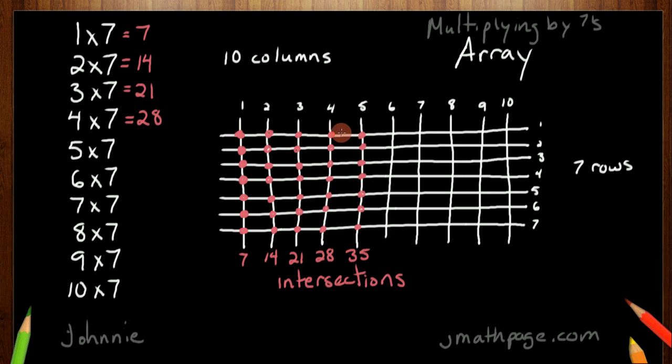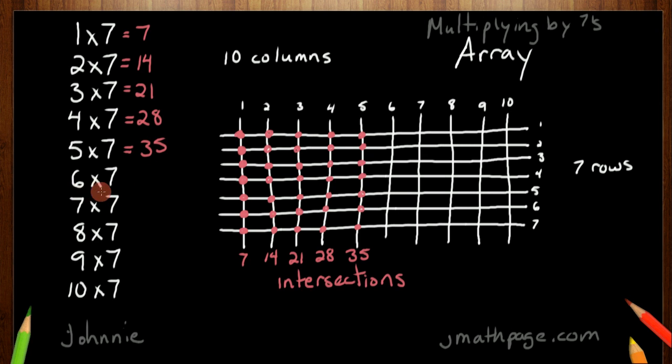Now you can think about this as counting by 7's too. You can say 7 and 7 and 7 and 7 and 7. Okay, that's 5 7's. Or you could think this way too. You could think 5 and 5 and 5 and 5 and 5 and 5 and 5, 7 times. We still end up at 35, right? So we know that 5 columns and 7 rows, or 5 times 7, gives us 35.